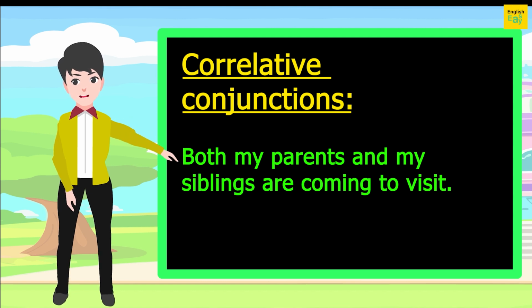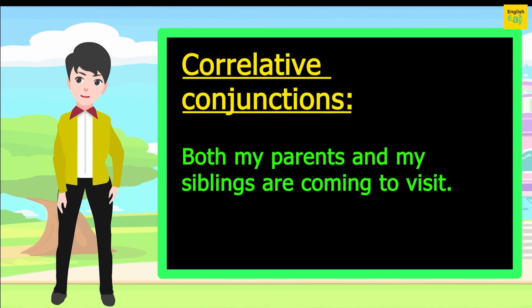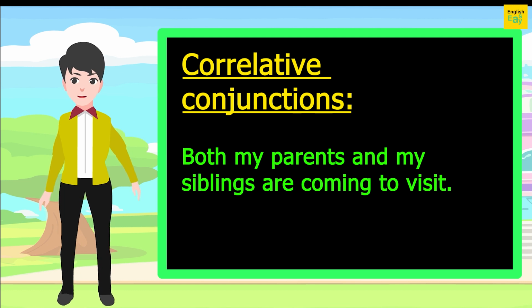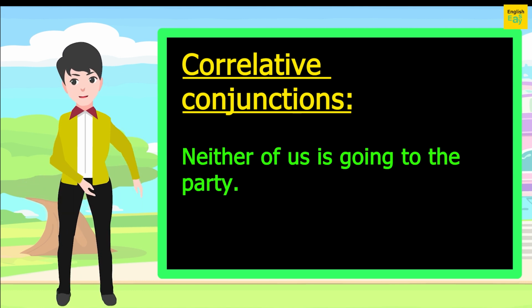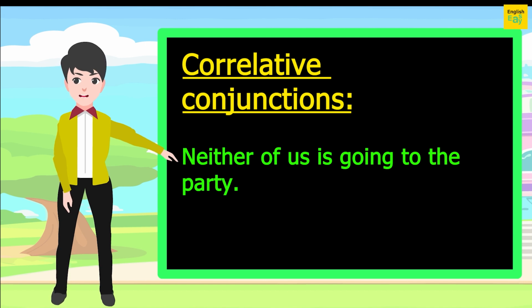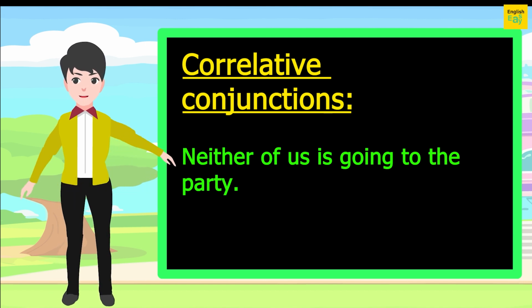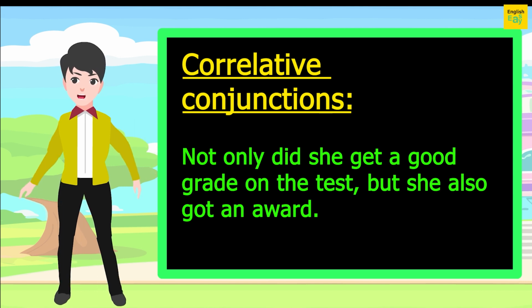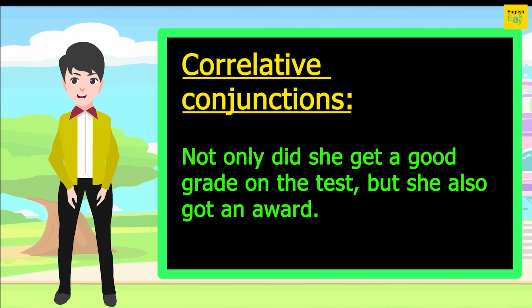Correlative conjunctions. Both my parents and my siblings are coming to visit. Either you go to the store or I will. Neither of us is going to the party. Not only did she get a good grade on the test, but she also got an award.